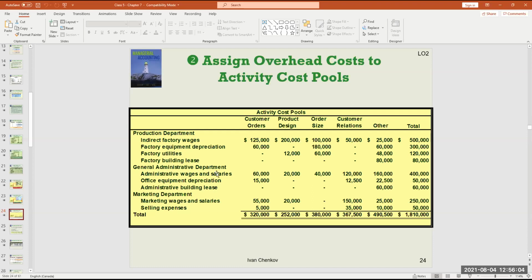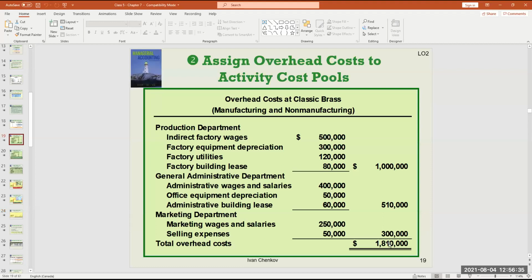Now on this table, you can see on the customer orders from the entire pool, the total costs are 320. For the product design from the entire pool of all the different costs, we have 252,000. Order size, entire pool 380. Customer relationship 367,500, and for the other 390,500. The total is 1,810. Why? Because this is the cost that we are allocating.